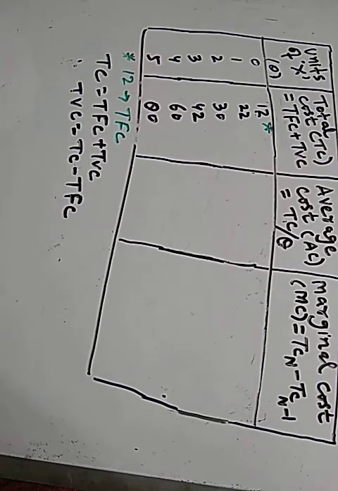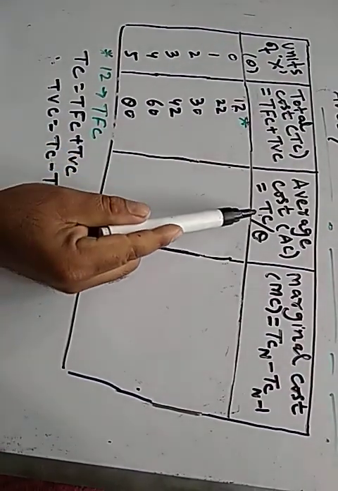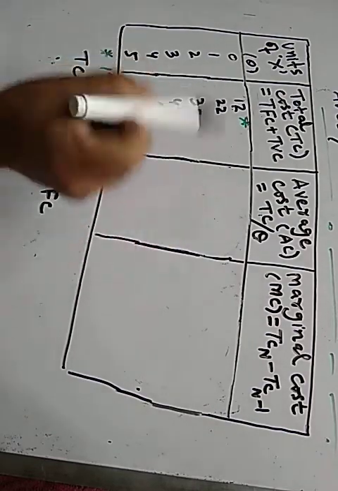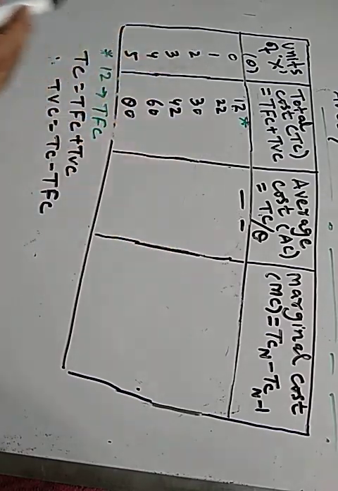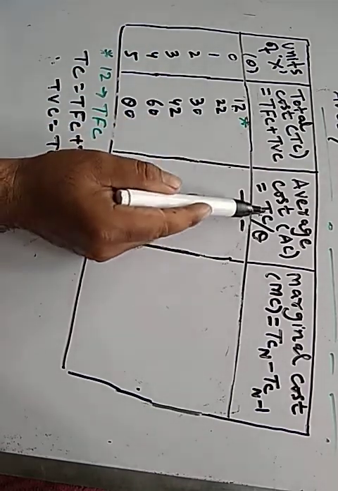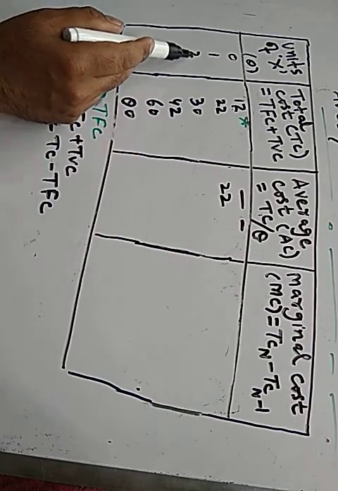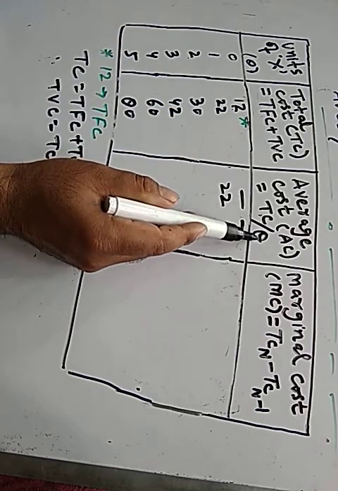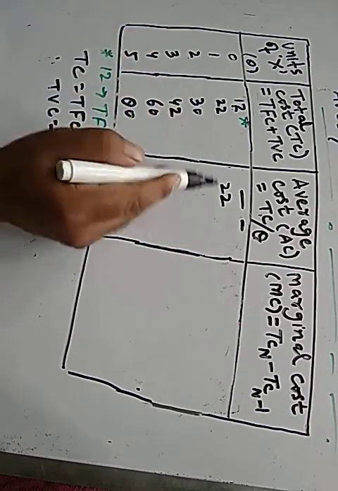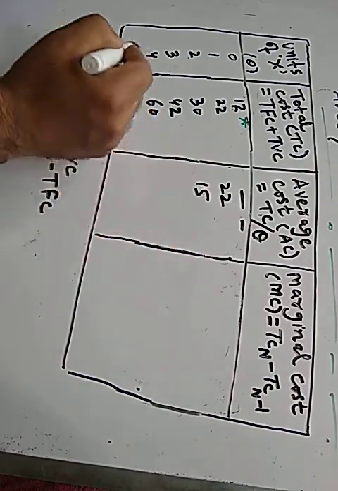Now we can calculate average cost, which is equal to total cost at different levels of output. When there is no production, and when the level of output is 1 unit, total cost is 22, so it will be 22 divided by 1, equal to 22. When the level of output is 2 units, total cost is 30, so 30 divided by 2, where Q is the quantity produced, that is 2 units, it will be 15. And the same formula will be applied to calculate average cost for these values.